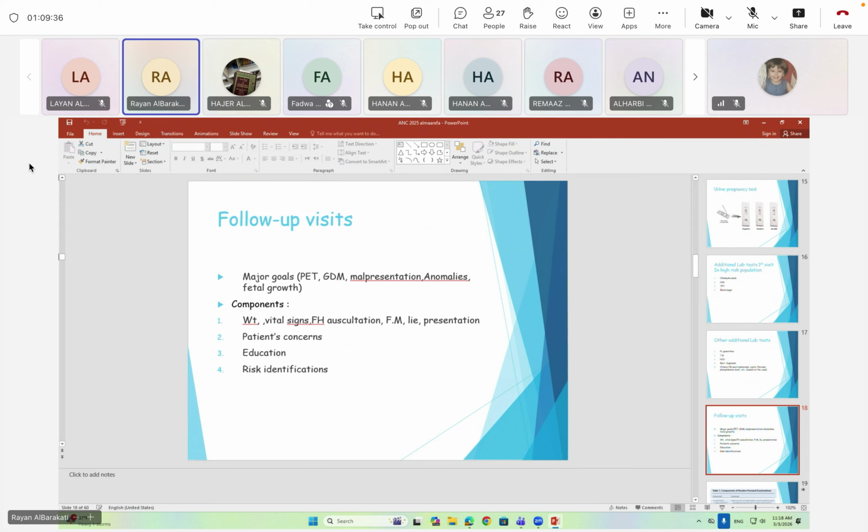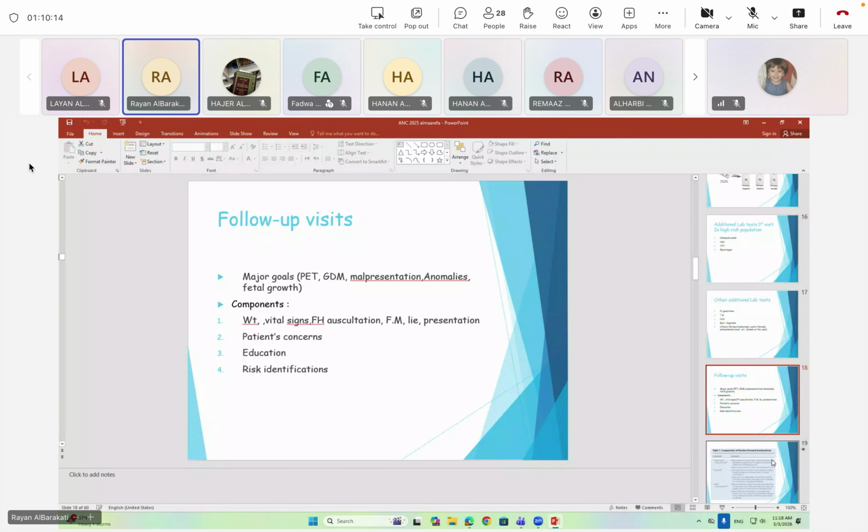In the follow-up visits, the major goals are to look for PET, GDM, malpresentations, anomalies, and to check the fetal growth. Also, you will be looking at the patient's weight, vital signs, fundal height, and auscultation for the fetal heart. Also, fetal movement, lie, and presentation. You will be answering the patient's concerns, educating the patient about pregnancy, its symptoms and what is expected, and identifying the risks that might be developing for this patient.